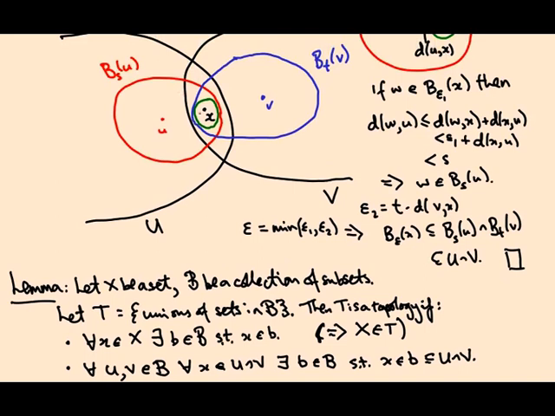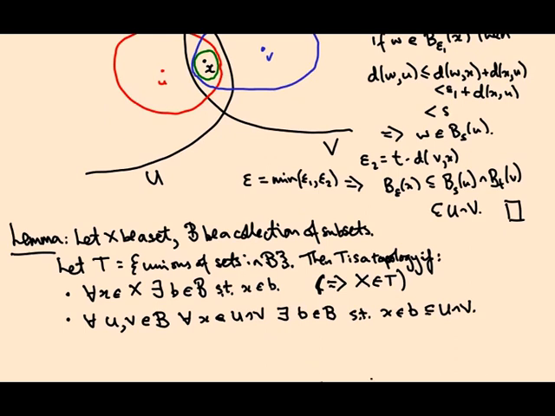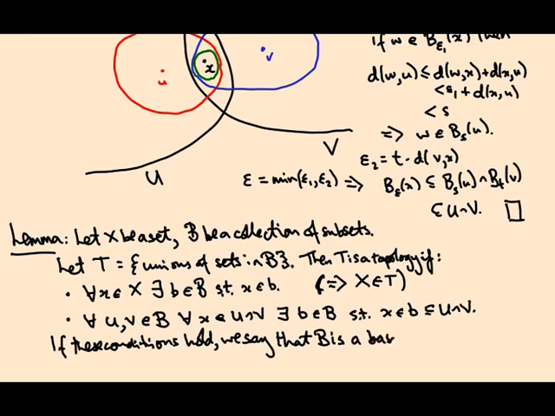That then shows the intersection of U and V is made up of balls from B. It's a union of balls from B. And then if you take unions of U's and V's, then the same argument applies. Okay, so this is the lemma. And if these conditions hold, we say that B is a base for the topology T.